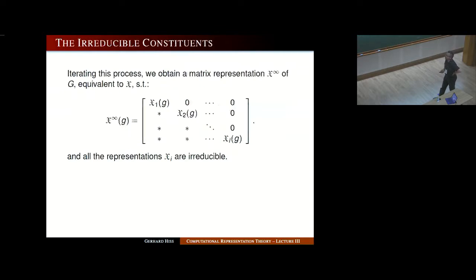Okay. So if you iterate this process, you obtain a matrix representation where all these representations on the diagonal are irreducible.